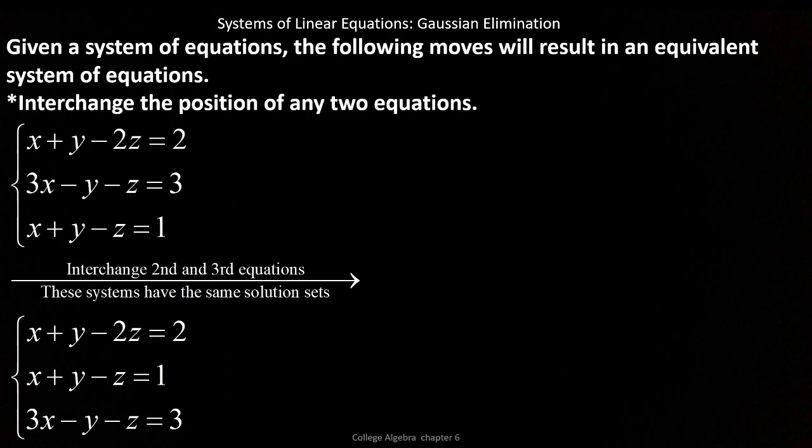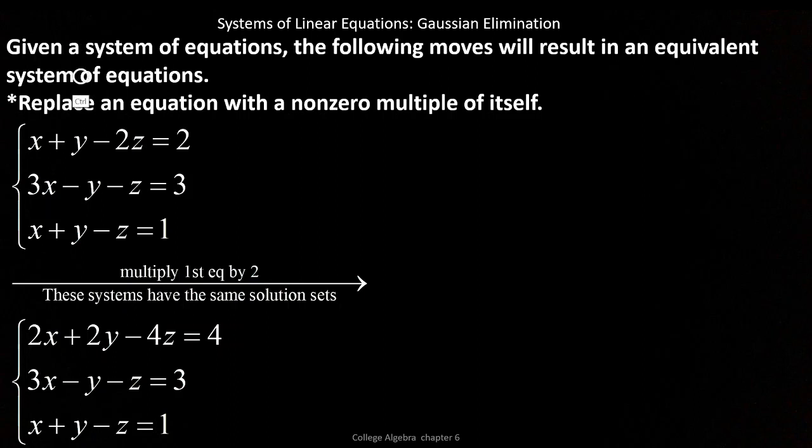So there are some moves that don't change the solutions of the systems. And those are important because we're going to use them, in addition to matrices, to solve any system of linear equations. All right, so interchanging 2 equations is okay. Now, what about replacing an equation with a non-zero multiple of itself? What if we take, for example, the first one and multiply it by 2 and leave it there? Does that change the system?